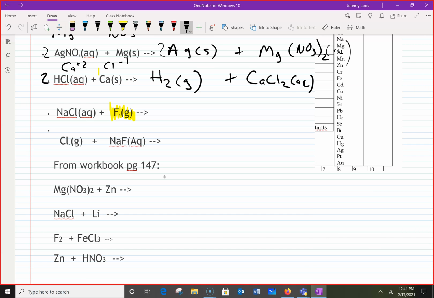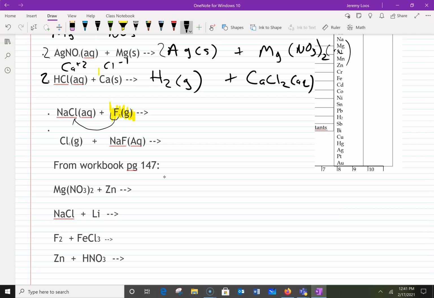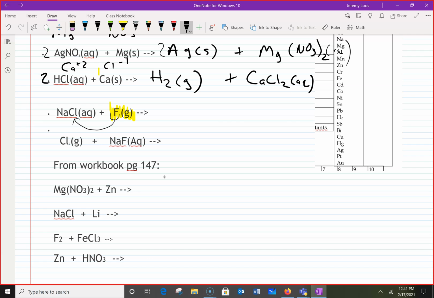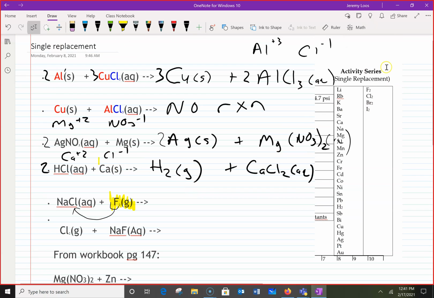So the question is, first of all, where is fluorine in comparison to chlorine? Same idea though. If fluorine is above chlorine, this reaction will happen, which it is. One thing that's handy about the non-metal replacement activity series is that it's in the same order as the periodic table. So you can actually just look at the periodic table for the non-metals. It's in the same order.